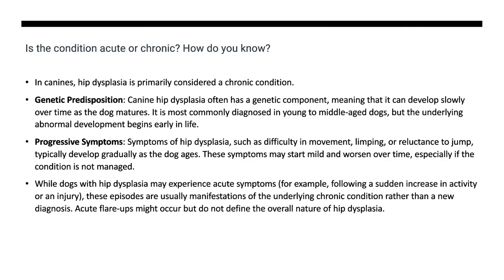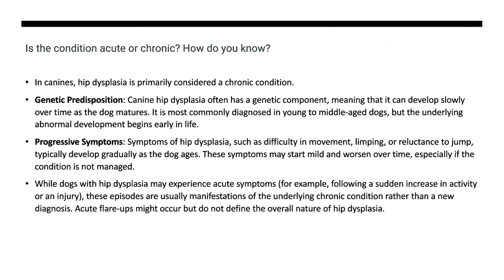So in canines, is this condition acute or chronic? And how would we know? In canines, hip dysplasia is primarily considered a chronic condition. Genetic predisposition: canine hip dysplasia often has a genetic component, meaning that it can develop slowly over time as the dog matures. It is most commonly diagnosed in young to middle-aged dogs, but the underlying abnormal development begins early in life.